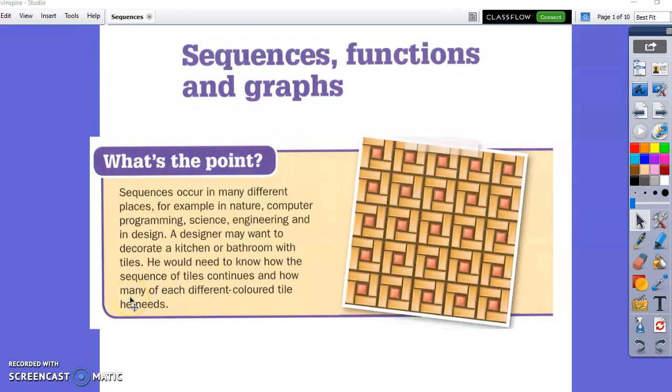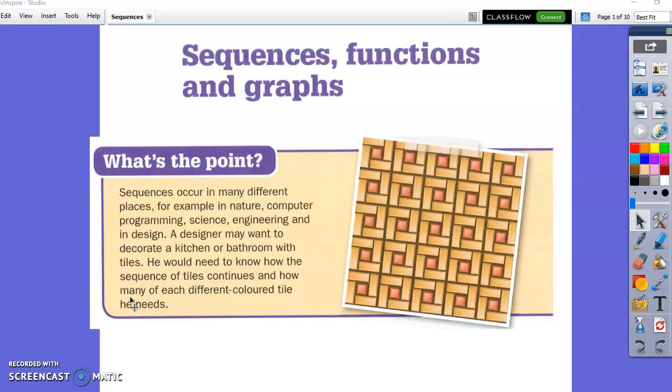Hello everyone. Today we'll start the new chapter, which is a really important chapter in math. We'll talk about sequences, functions, and graphs. Firstly, we'll start with sequences. What is a sequence? Well, let's see some examples first.